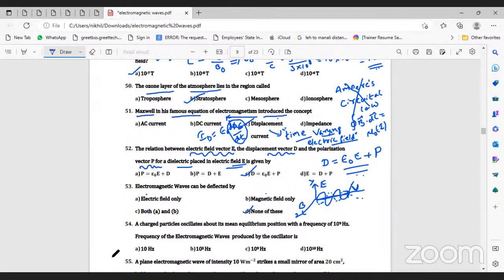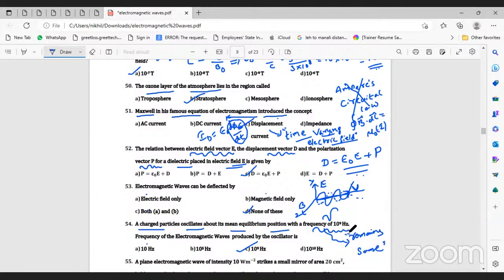Now, look at the next concept. Electromagnetic waves. A charged particle is going to oscillate about its mean equilibrium position with the frequency 10 power 9 hertz. Then what is the frequency of the electromagnetic wave produced by the oscillator? It is 10 power 9 hertz only, because whenever the ray of light, the spectrum travels from one medium to another medium, frequency remains same. There will be no change in the frequency.